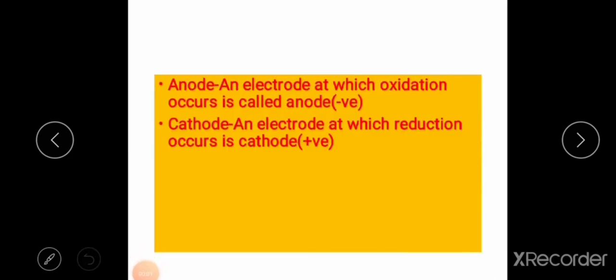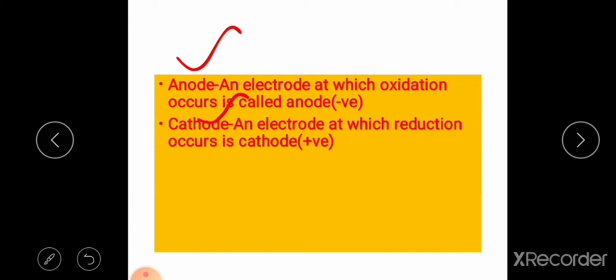Again, two terms we want to study, that is anode and cathode. This term we studied last year. What is anode? An electrode at which oxidation occurs is called anode. Anode is always negative, okay. Next one, cathode. An electrode at which reduction occurs is called cathode. So in the galvanic cell, anode is negative and cathode is positive.